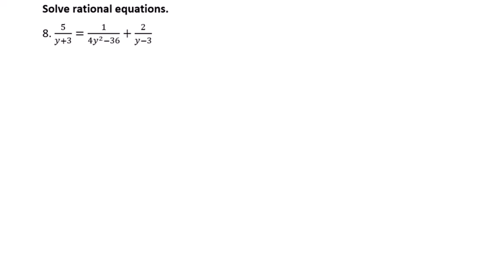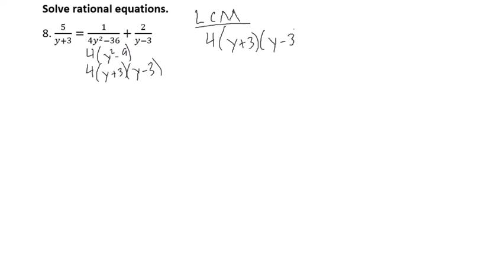So we need to figure out what our LCM is first. So we already have y plus 3 and y minus 3. So it's kind of this middle term we need to figure out what factors it's made of. I see that there are both multiples of 4, so I'm going to factor that out. And that gives me y squared minus 9. And we know that that will factor to y plus 3, y minus 3. So that's what our LCM is, 4, y plus 3, y minus 3.